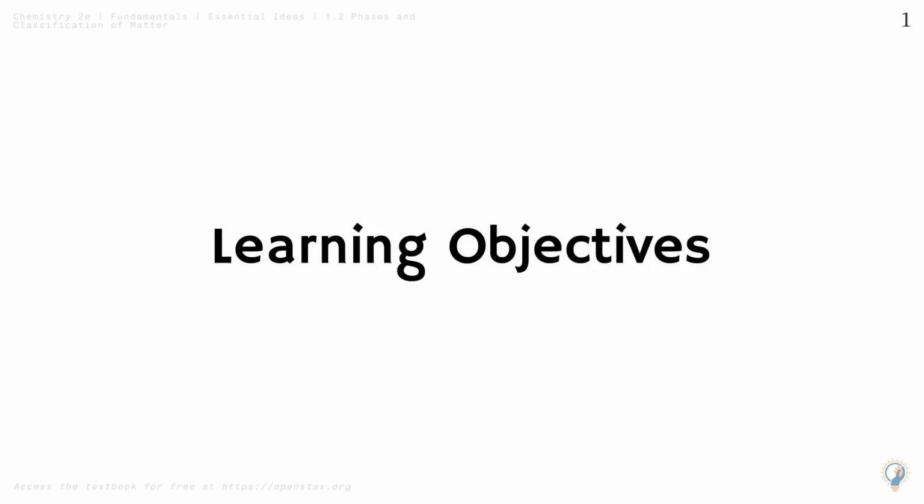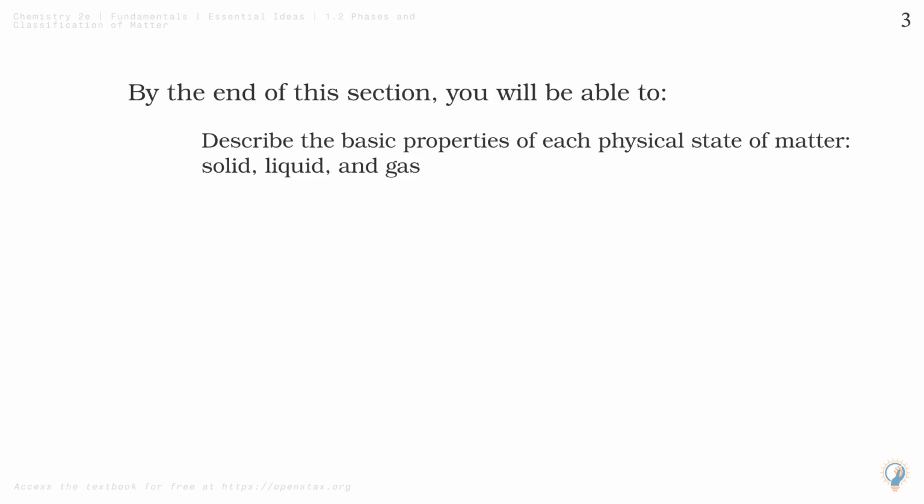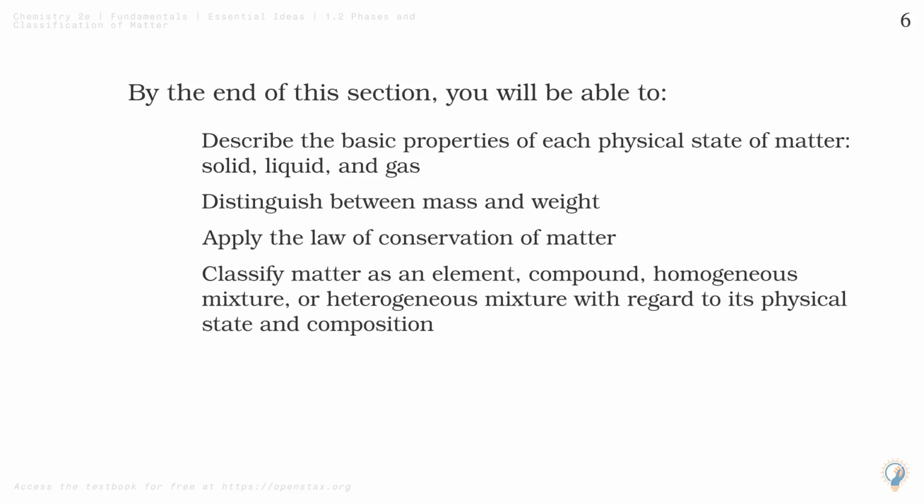Learning objectives. By the end of this section, you will be able to describe the basic properties of each physical state of matter: solid, liquid, and gas. Distinguish between mass and weight. Apply the law of conservation of matter. Classify matter as an element, compound, homogeneous mixture, or heterogeneous mixture with regard to its physical state and composition. And define and give examples of atoms and molecules.